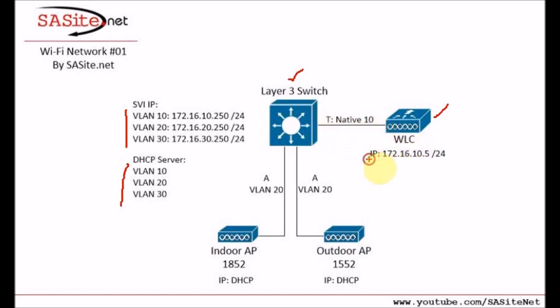And we're going to use the 172.16.10.5/24 IP address for the management of the wireless controller. Also, we have two APs, one 1852 indoor AP, as well as one 1552 outdoor AP, which are connected via access ports and sit on VLAN 20 to our layer 3 switch. Both APs are set as IP DHCP, so they receive their IP address from the layer 3 switch in the middle, and they are already set up to talk to the wireless controller group.